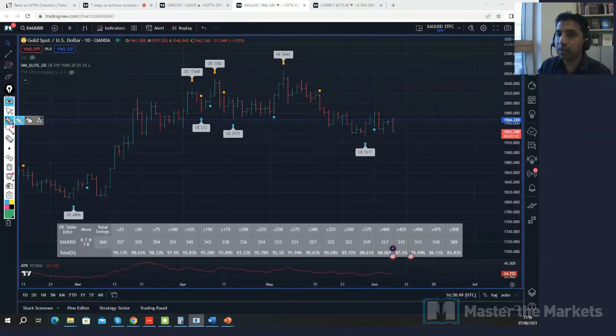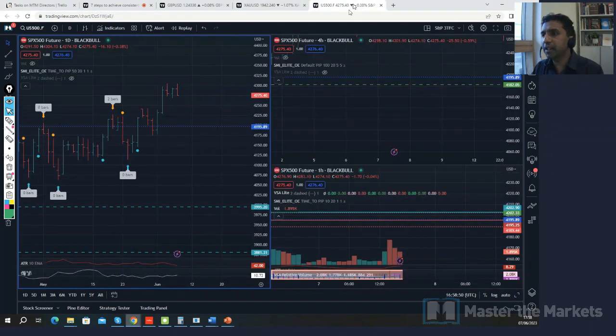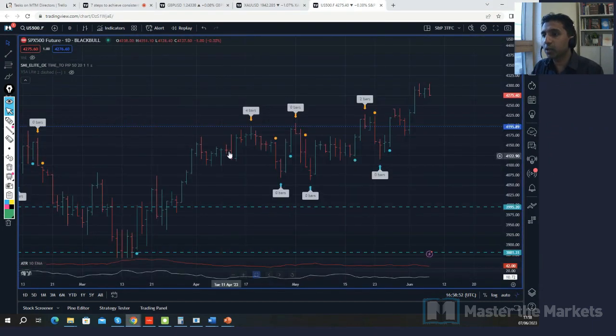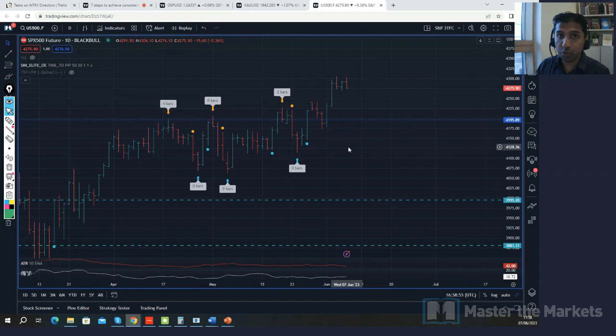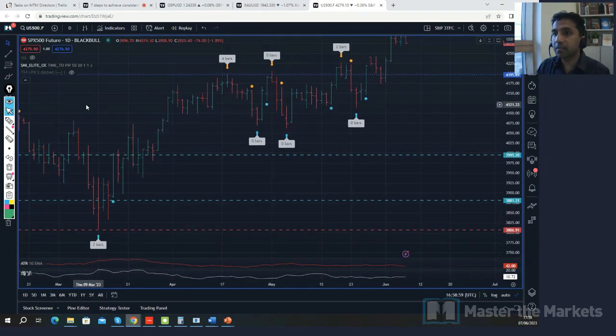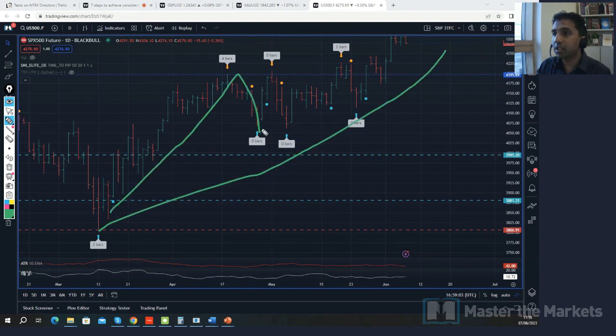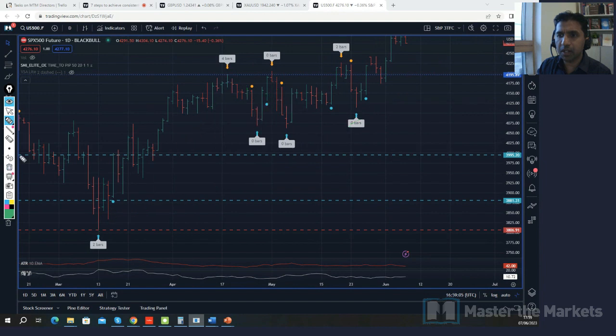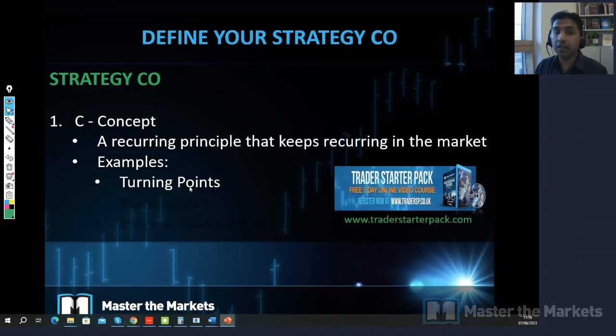Now, even if you pull out one last instrument to just give you the idea, the concept is that if you want to build a strategy based on capturing turning points, you can see that it keeps recurring, does it not? It just doesn't keep going straight all the way, does it? It keeps doing its turning points in between. So I guess you get the idea, right? Of a recurring principle that keeps occurring again and again.